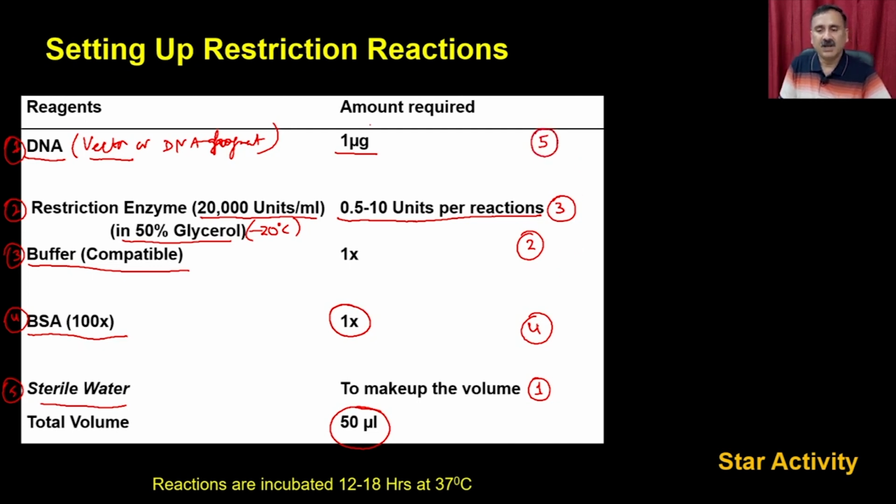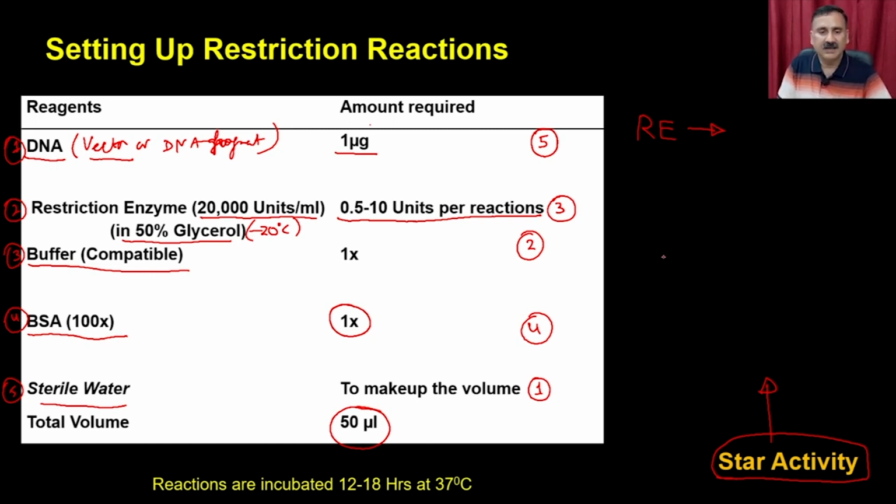Why do we add the BSA? Because we want to reduce the star activity. So what do we mean by star activity? Ideally, the restriction enzyme should recognize the particular DNA stretch, and then make a cleavage within that site.